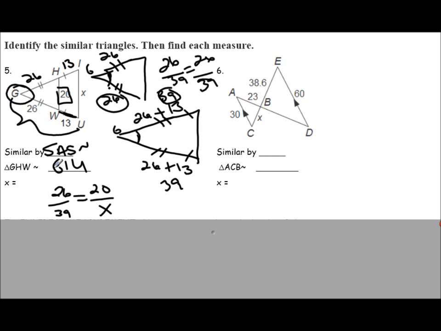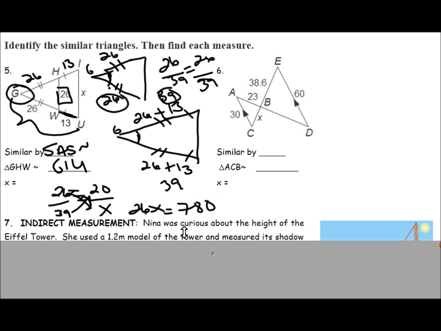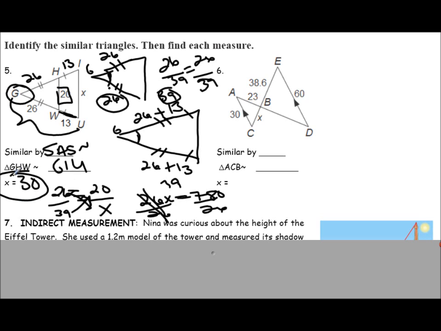And this is where your cross multiplication is going to come in. 26 times x is 26x, and 39 times 20 is 780. So we're going to divide both sides by 780. I'm sorry, nope, 26. Divide both sides by 26. So we're going to get x equals 780 divided by 26, or x equals 30.